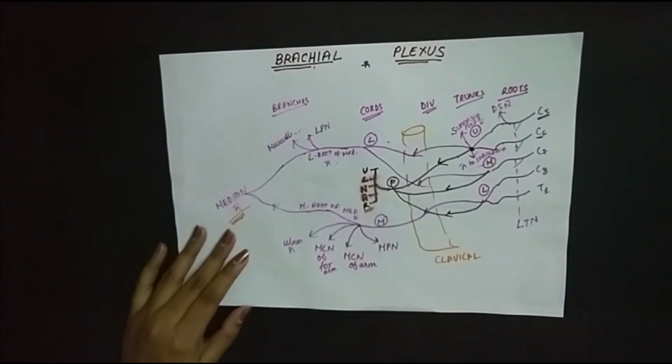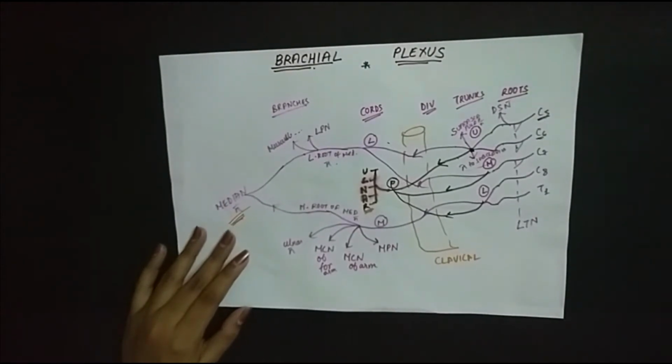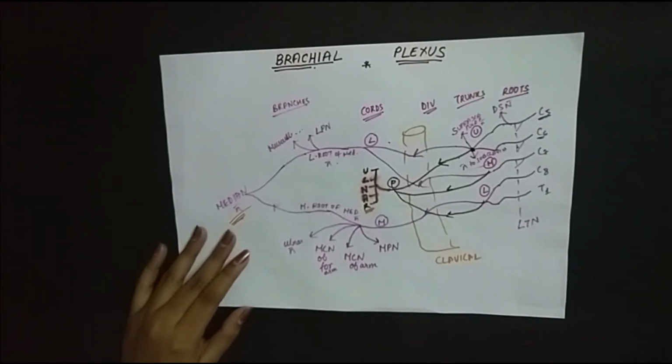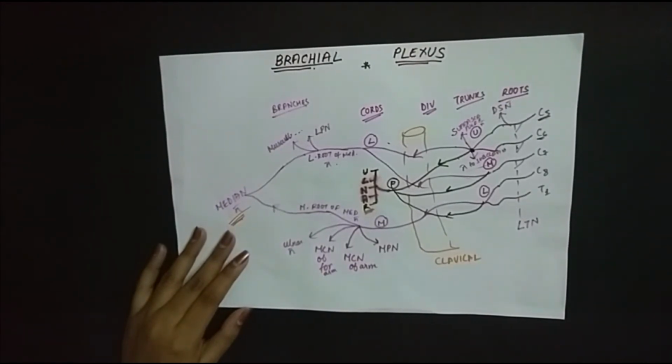Okay, so what are the disabilities? He loses the abduction and the lateral rotation of the arm at the shoulder joint, flexion and supination of the forearm, biceps and supinator action are lost, and sensation is lost over a small area over the lower part of the deltoid. Okay, so these are the things he is not capable of doing.